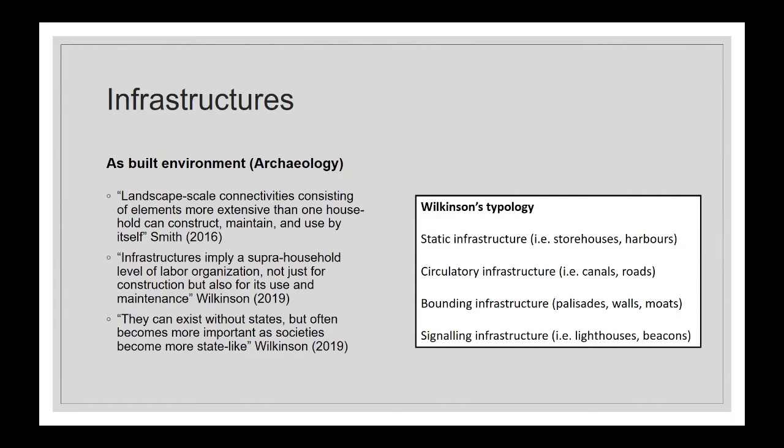In recent attempts to define what infrastructures are and how we can operationalize their study, the focus seems to be placed on man-made structures. Wilkinson, for example, offers a typology of ancient infrastructures that a priori seems to be very useful for archaeologists. He recognizes four types of infrastructure: static infrastructure, circulatory infrastructure, bounding infrastructure, and signaling infrastructure. These definitions are generalizations, of course, and do not look specifically at maritime networks.